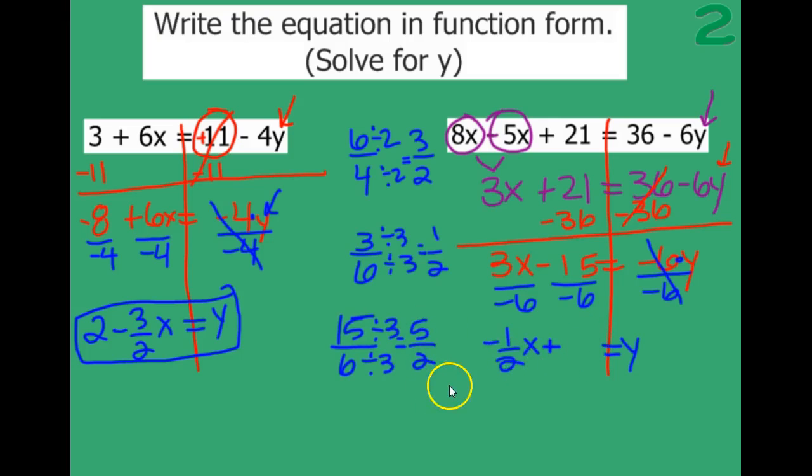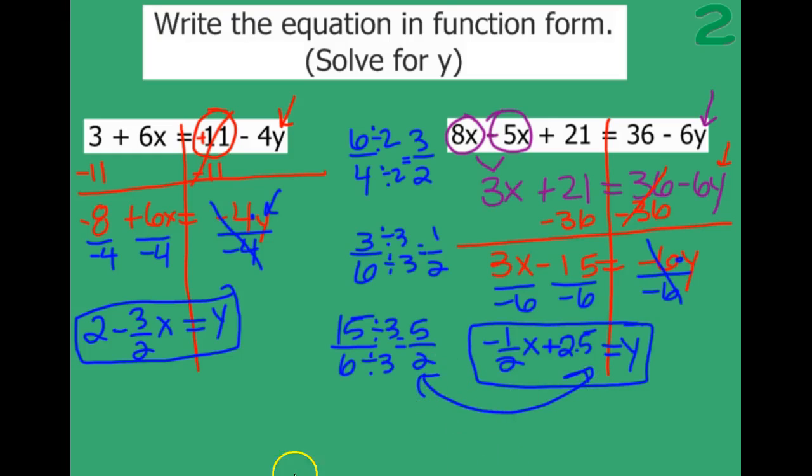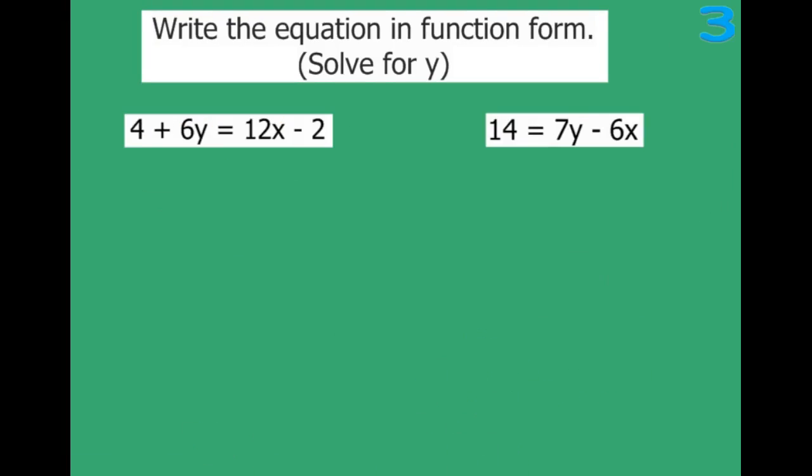So if you leave it like that, that's fine. But since this is just a number, it doesn't have an x, if you want to write that as 2.5, like if you divide this, 5 divided by 2 is 2.5. Either of those would be okay right there. Two more, solving for y. I think that's it. Yep.